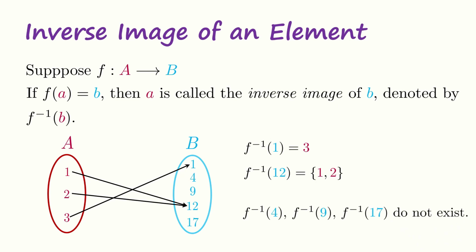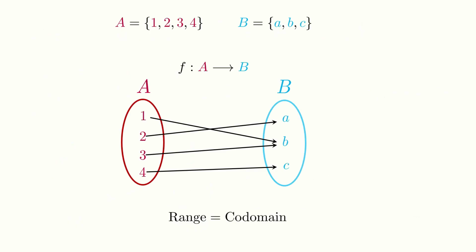You see that the inverse images are not unique. An element can have 0 or any number of inverse images. The uniqueness or the existence of the inverse image of an element does not violate the definition of a function. However, we will see that we can categorize functions into different types based on the existence or uniqueness of the inverse images.